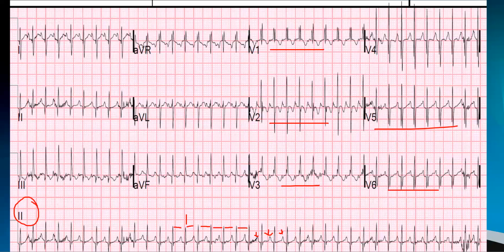Supraventricular tachycardia is very easy to diagnose. So always have a look clearly at the rhythm strip. Just by the look of it, you will know that this is SVT.